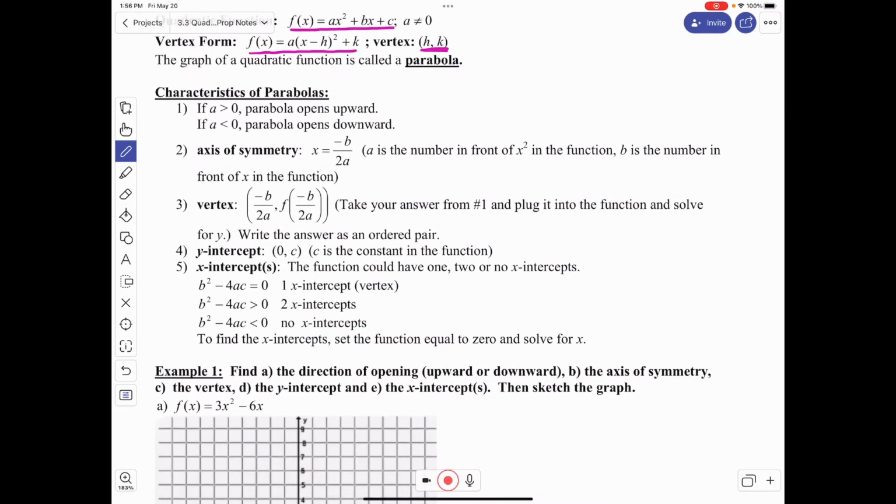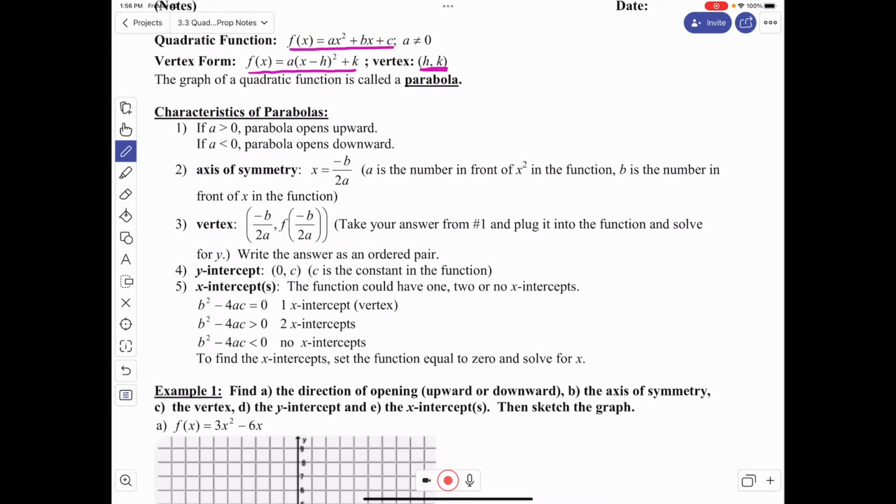So if a is positive, greater than 0, then your parabola opens up, so it's going to look sort of like a U. If a is less than 0, meaning negative, the parabola opens downward, meaning it's going to look kind of like an N. Your axis of symmetry can be found by using the formula negative b over 2a. This is kind of like an imaginary line that goes through your graph, where if you fold it, it would line up.